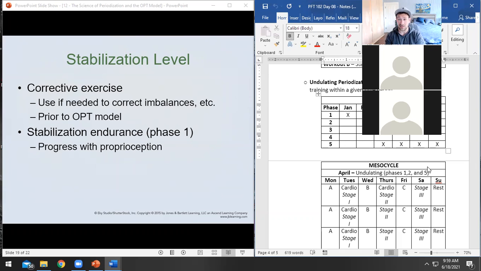Or I can even just say something as simple as, hey, close your eyes. That actually does challenge your balance a little bit more. So little things like that are how I'm going to enhance the proprioception.